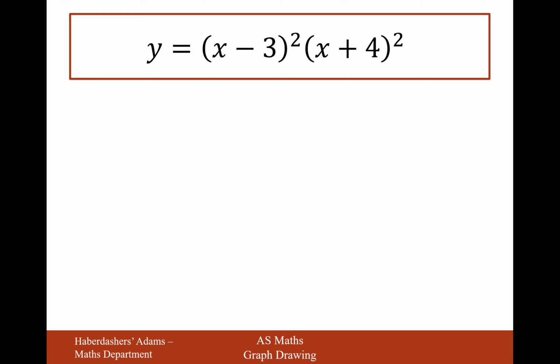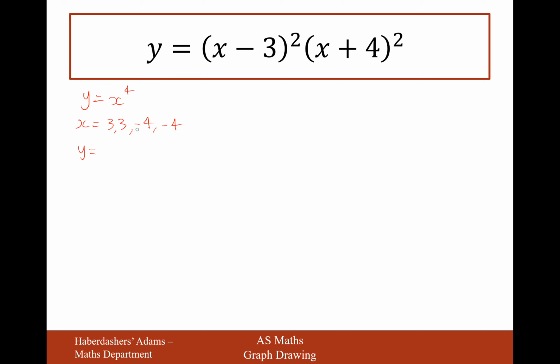Right, then let's move on to the next section. Ooh, a little bit more difficult here. So what type of graph is it going to be? Well, it's going to be roughly an x to the power of 4 graph. We have a square here and a square here. The x value solutions are going to be 3, 3, -4 and -4. So 3 repeated and -4 repeated.